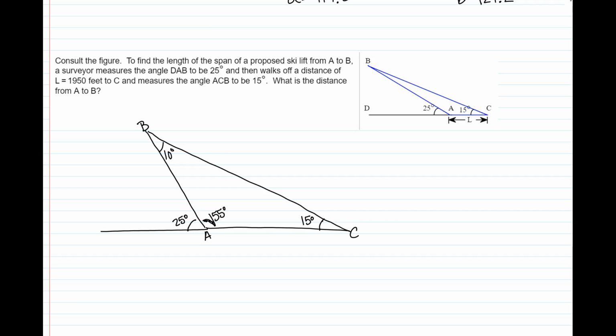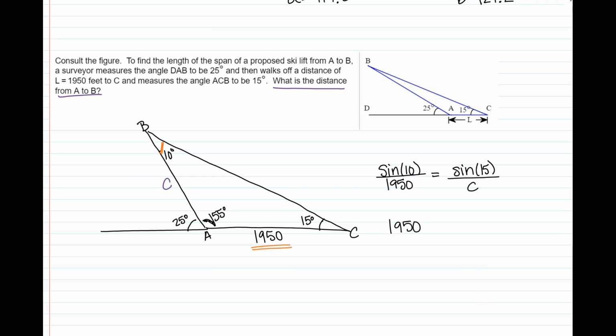Okay, so let's make sure we really understand what this problem is looking for. It's looking for us to find the distance from A to B. Okay, the distance from A to B is across from angle C, so I'm going to call it side C. We also know that this distance down here is 1950. So I have an angle and the side across from it, so I can use law of sines. So I'm going to write sine of 10 degrees divided by 1950 equals sine of 15 degrees divided by C, the side that I'm looking for.